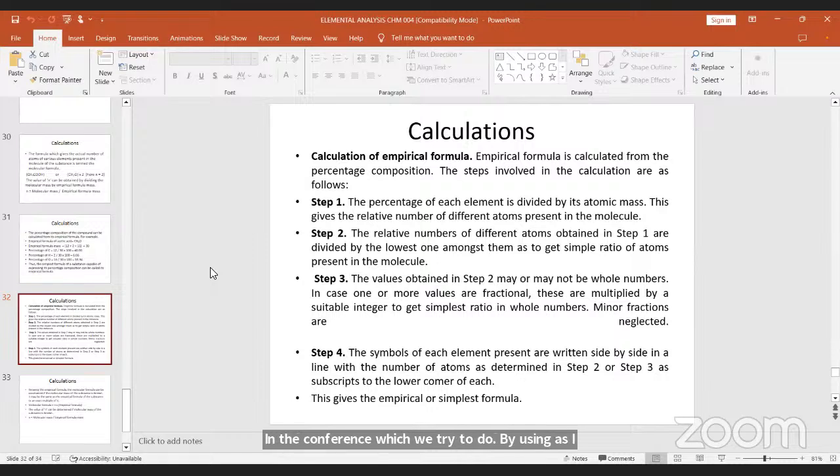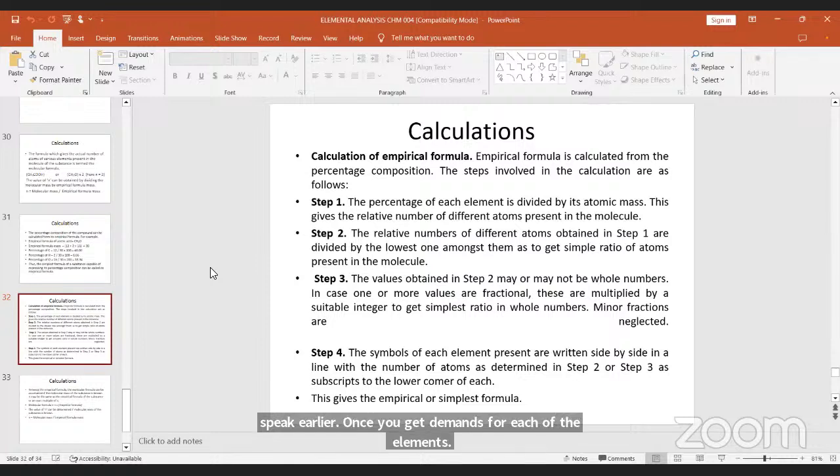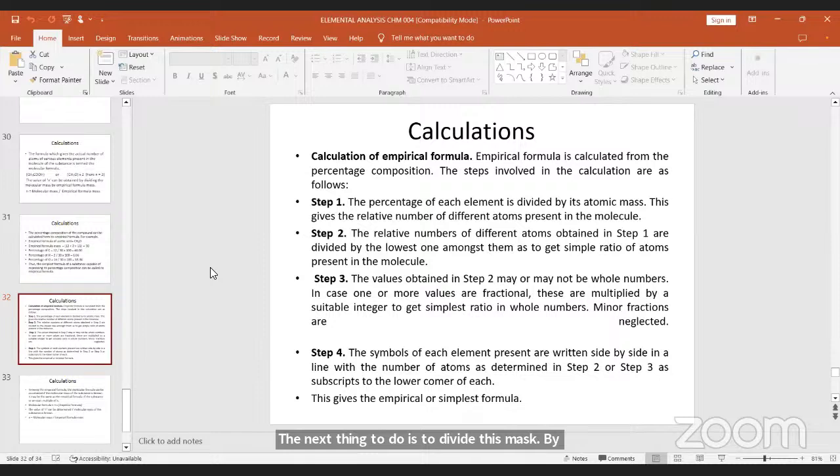Once you get the mass for each of the elements, the next thing to do is to divide this mass by the atomic mass of each. If the mass of carbon, for example, is 24, you divide by 12. If the mass of hydrogen is 3, you divide by 1. If the mass of oxygen is 18, you divide by 16. That is what step 1 is saying: the percentage of each element is divided by its atomic mass.